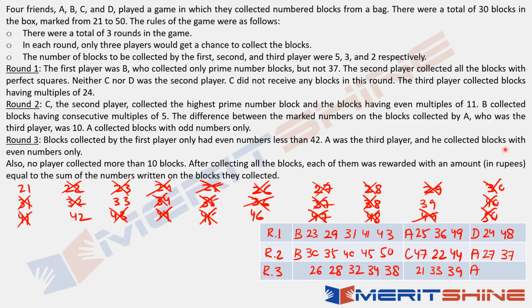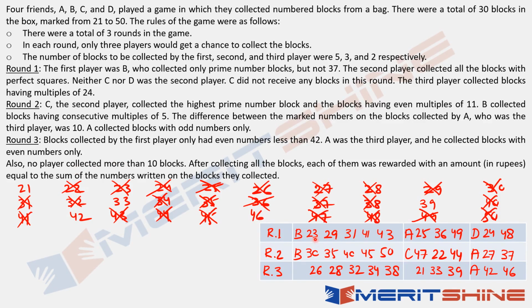A was the third player and he collected blocks with even numbers only. Which 2 even numbers are left? Just 42 and 46. So it comes here. This becomes 42 and this becomes 46. And here also we know this data now: 21, 33, 39. What is left is to see who these 2 people are for player 1 and player 2. Is something given here? A was the third player? No, nothing is given. But now we know no player collected more than 10 blocks.